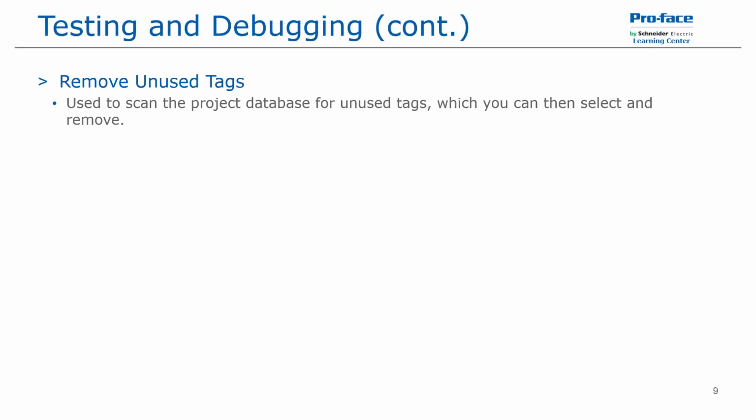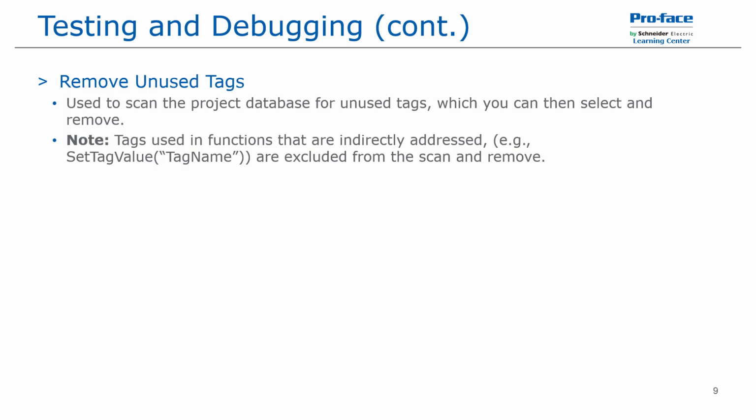The next tool is the remove unused tags. And this tool scans the entire project for any unused tags that are listed in the project database. You can then select from the list of tags that comes back and select which ones to delete. Now this doesn't remove the tags from a screen because these tags are already not being used anywhere. It deletes them from the tags database itself. And again, any tags that are used in functions that are indirectly addressed, meaning that they're in double quotes, are excluded from the scan and removal.